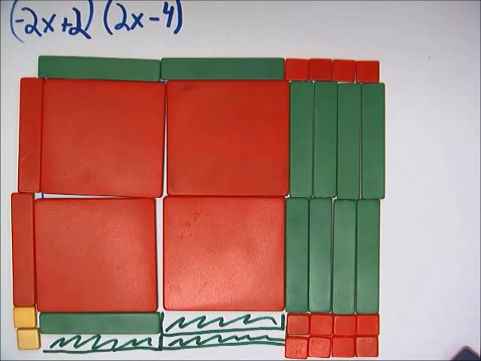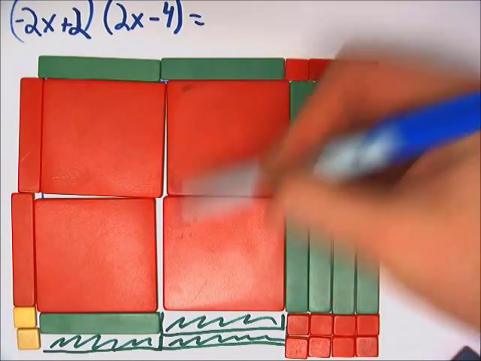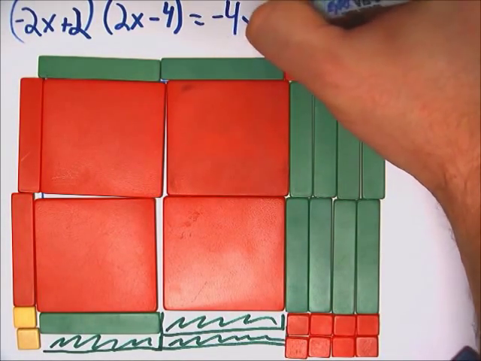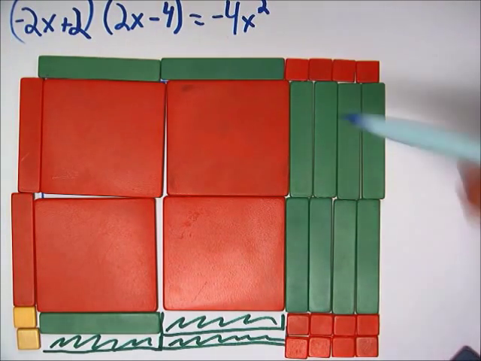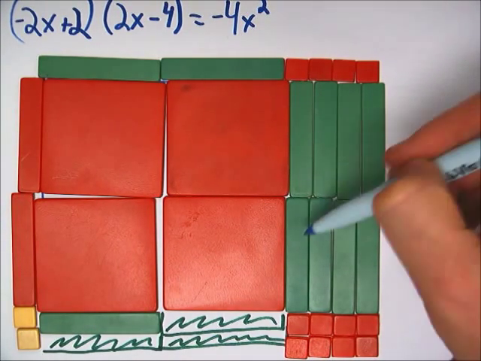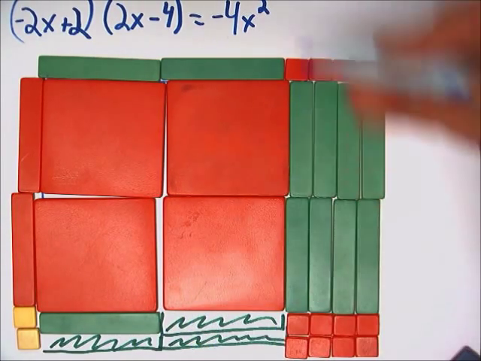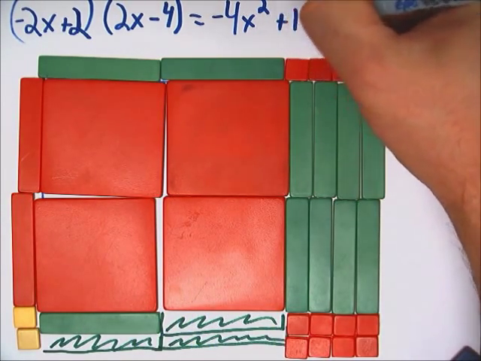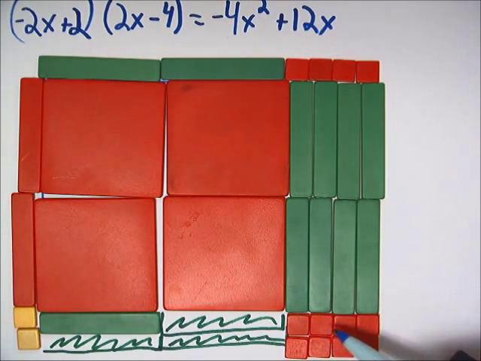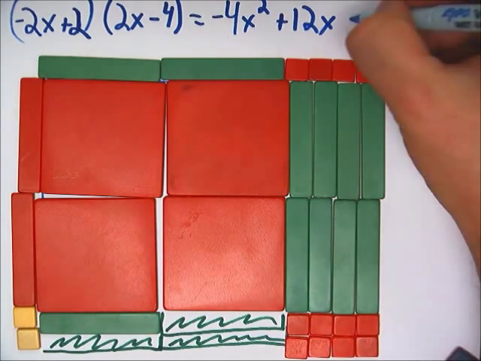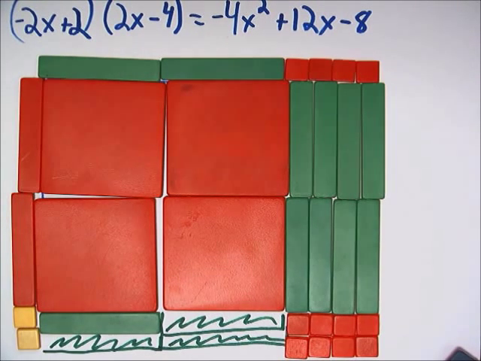So as I'm adding this all together, I can see that I have 1, 2, 3, 4, negative 4x squareds. My x's, I've got 1, 2, 3, 4, 5, 6, 7, 8, 9, 10, 11, 12 x's. And 1, 2, 3, 4, 5, 6, 7, 8 negatives, a negative 8 as my answer.